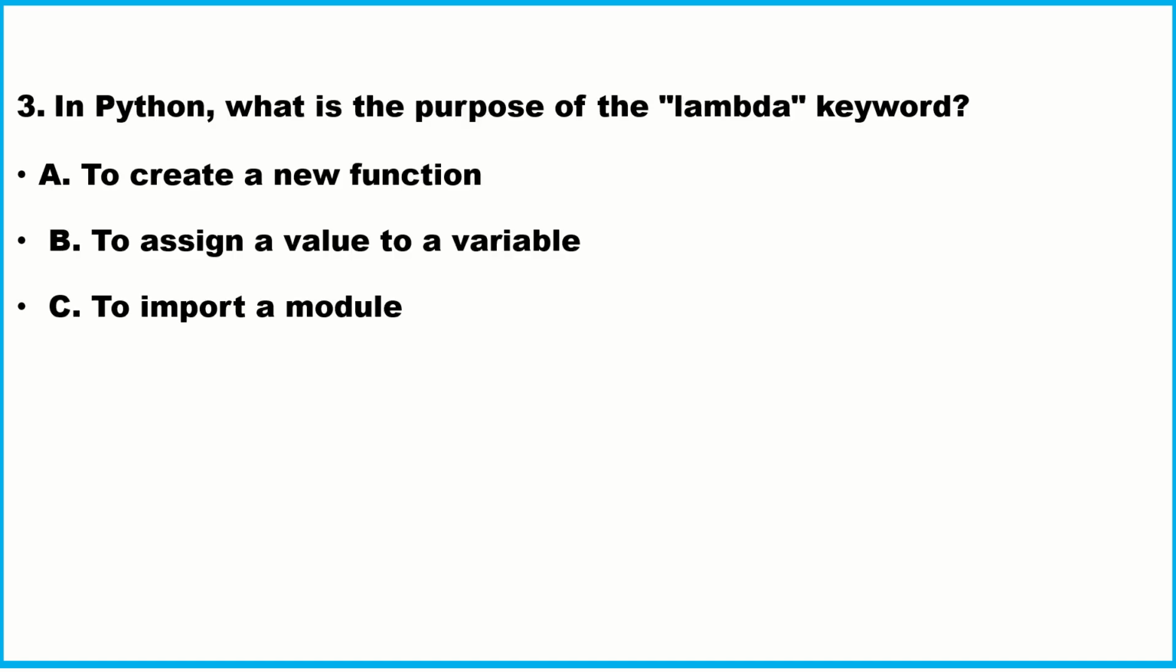Next one. In Python, what is the purpose of lambda keyword? A lambda keyword is used to create a new function. Important, it is used to create a new function without using the def keyword. The resulting function is called a lambda function, and it is also known as an anonymous function because it has no name. Just remember that one.